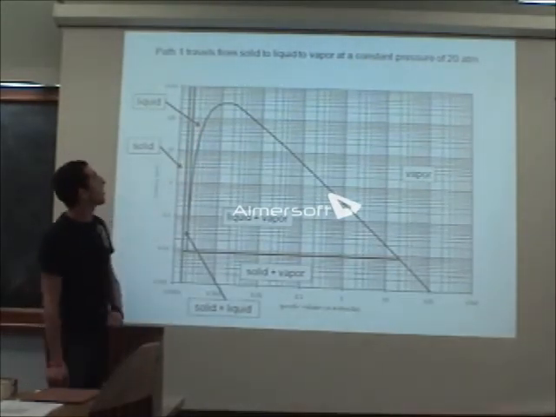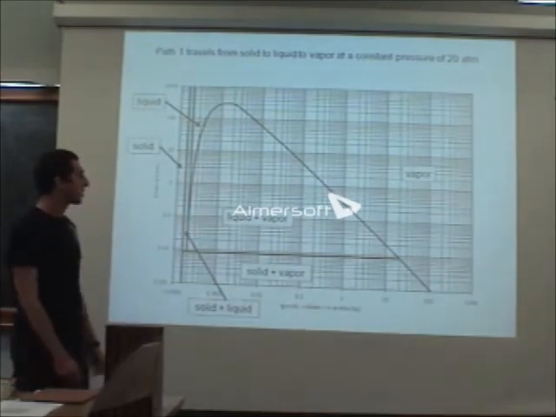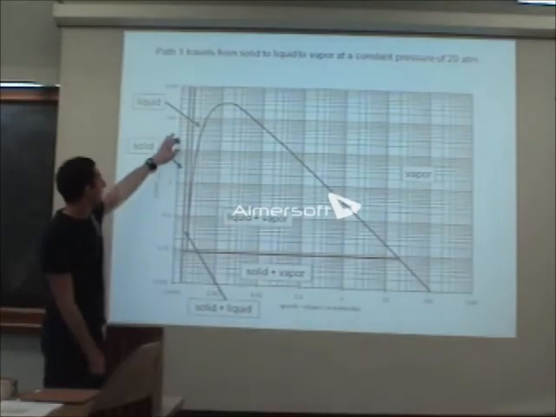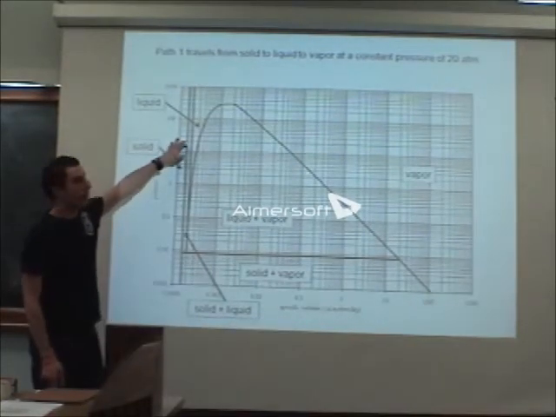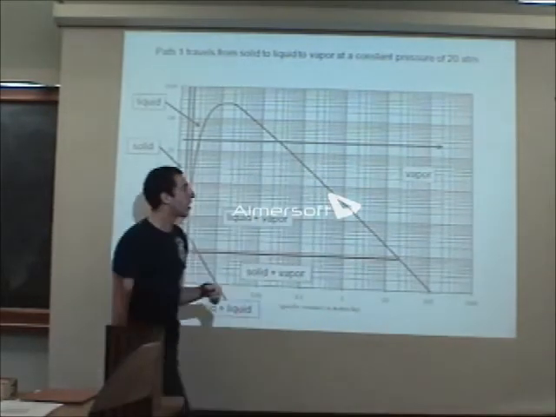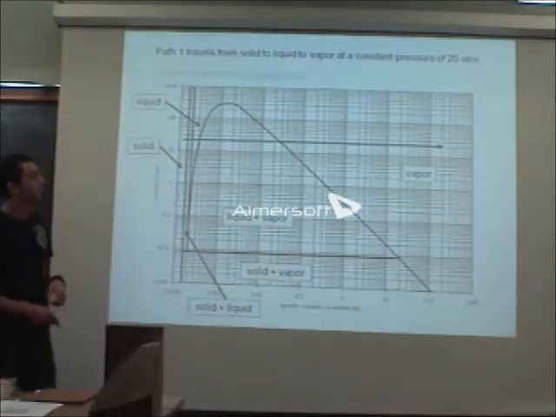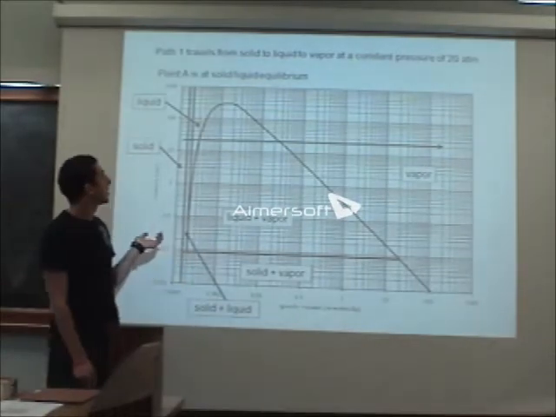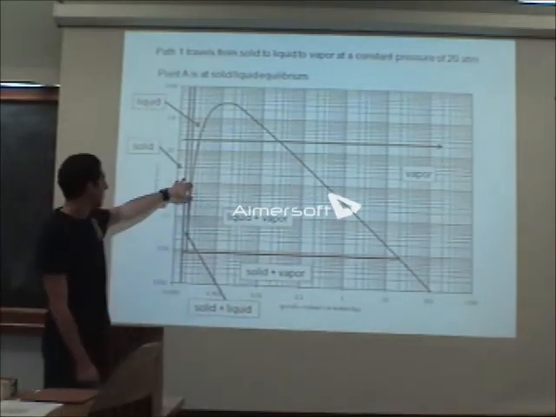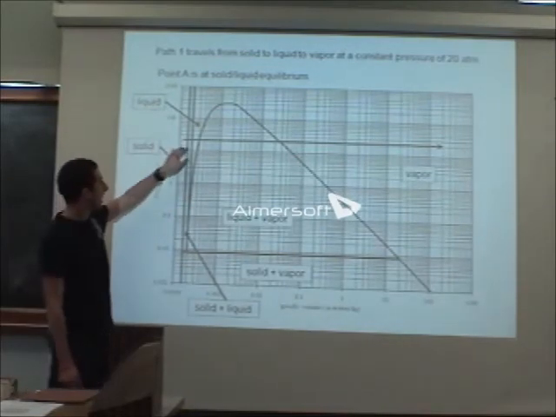Okay, so this is what we found out. Path 1 goes from solid, liquid to vapor at 20 atmospheres, so it's pretty easy. We just start at 20 in the solid region, and since we've already labeled the phases, we know that this line should just go straight across. All right? So point A is at solid-liquid equilibrium. Good, we've labeled this region, and we know it has to be at 20 atmospheres.